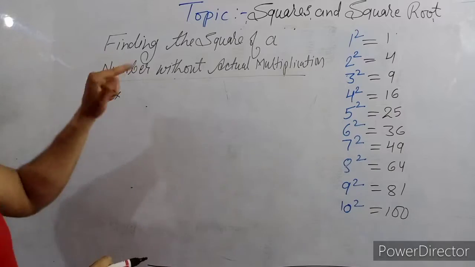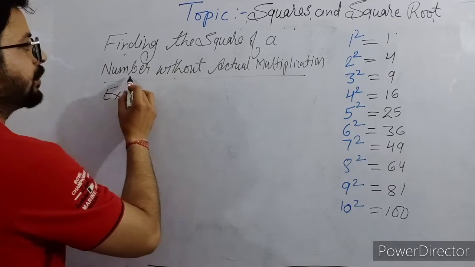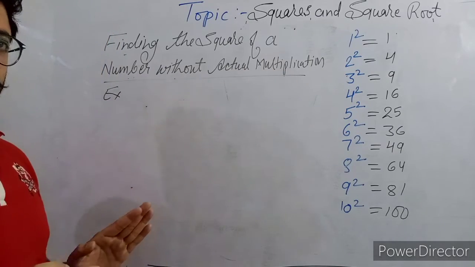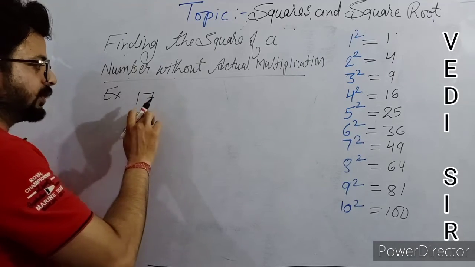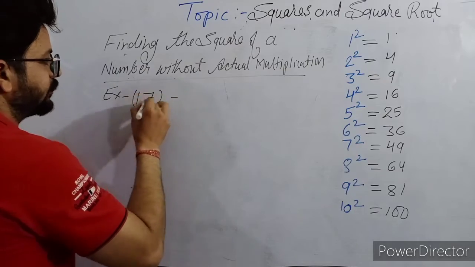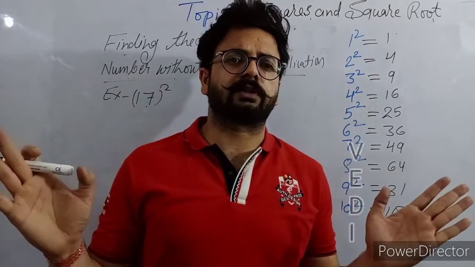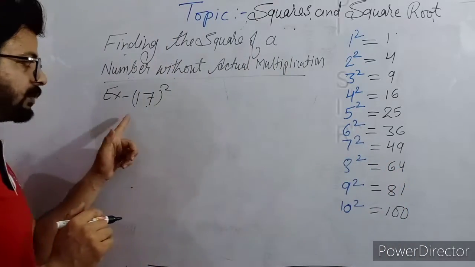Yes, again a very interesting and new topic: finding the square of a number without actual multiplication. So without actual multiplication, suppose 17. It is quite easy, but the way I am telling you by this 17. Okay, square of 17 we need to calculate. So the first method is 17 multiplied by 17. That is the direct actual multiplication.